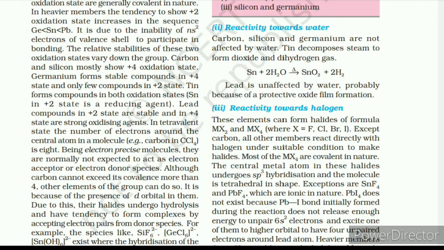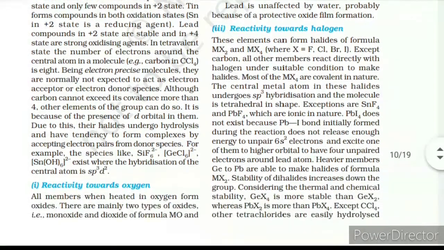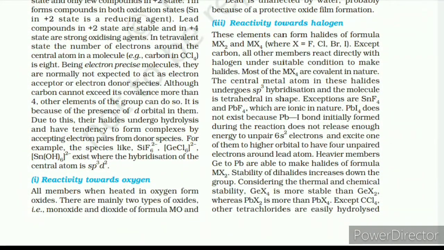Exceptions are SnF4 and PbF4, which are ionic in nature. PbI4 does not exist because the Pb-I bond initially formed during the reaction does not release enough energy to unpair 6s2 electrons and excite one of them to a higher orbital to have 4 unpaired electrons around the lead atom. Heavier members, germanium to lead, are able to make halides of formula MX2.